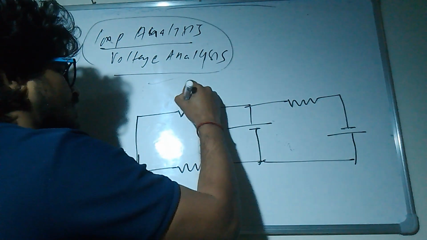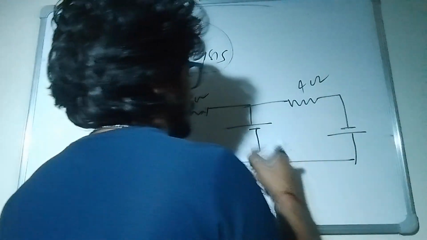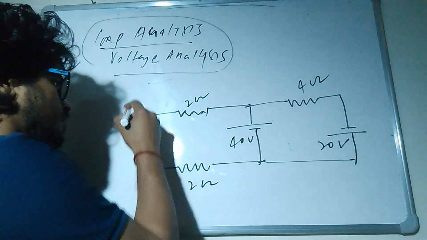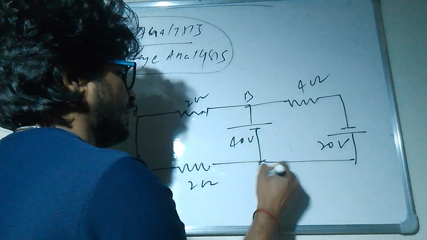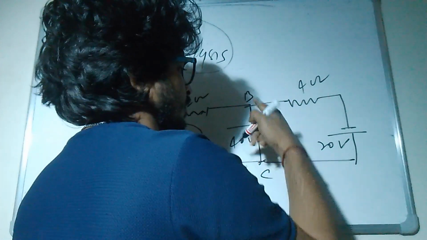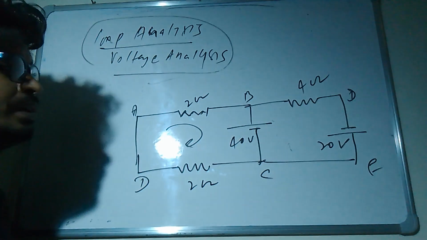So this is 2 ohm, and this is 2 ohm, and this is 4 ohm, and this is 40 volt, and this is 20 volt. I want to find out the current in this circuit. So see, you have to focus on the loop. So loop ABCD is one loop you can take, and then B, C, D, E is another loop. You can go clockwise or anti-clockwise, it depends on you.